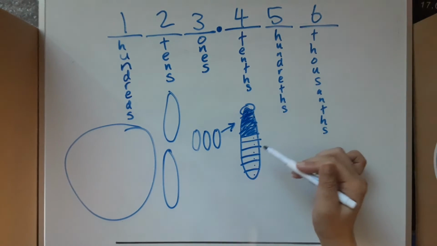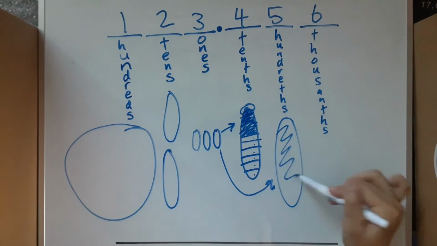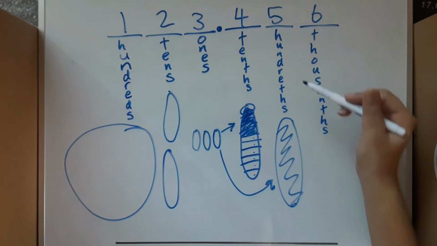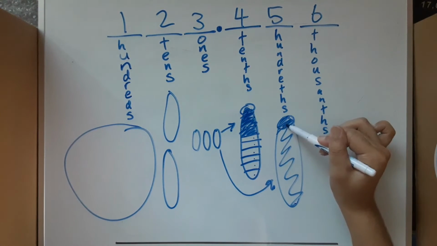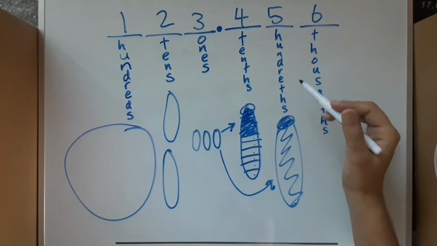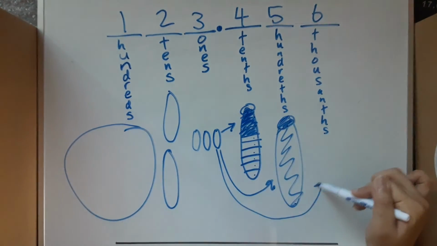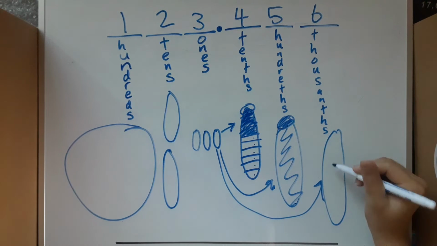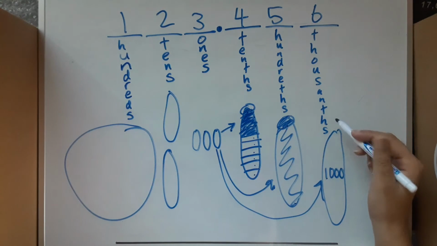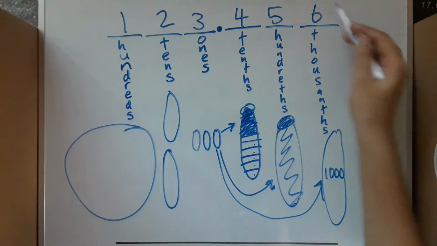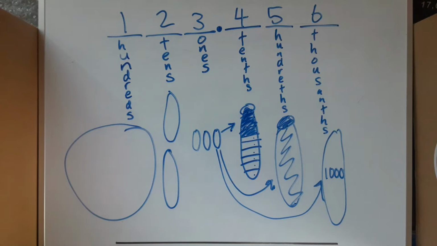Now, if we cut this into 100 pieces, that would be a hundredth. And if we had 5 of them, that's 5 hundredths. Just like these 2 places for the thousandths, if we had 1 of these pieces and we cut it up into 1,000 pieces, that would be a thousandth. If we had 6, like we have in this number right here, that would be 6 thousandths.